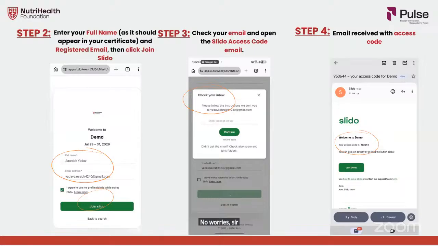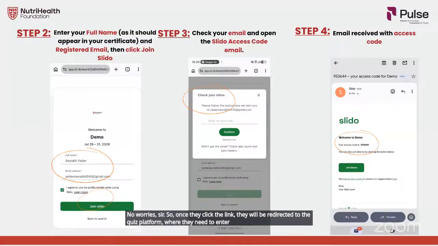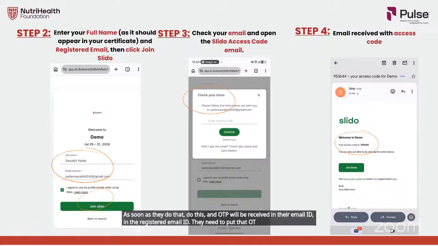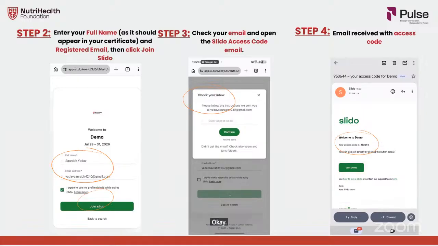Once they click the link, they will be redirected to the quiz platform, where they need to enter their full name as it should appear in their certificate, and the email address with which they registered for our program today. They will click on join Slido. As soon as they do this, an OTP will be received in their registered email ID. They need to put that OTP or access code in and click confirm.